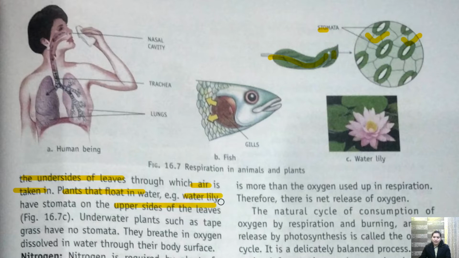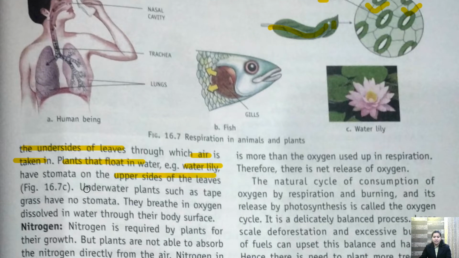So in water lily, the stomata is present above the surface. Okay, there are certain plants that are present underwater, like tape grass. So they don't have any stomata. Now if they don't have stomata, how will they breathe? How will they take the air? So they take the air.